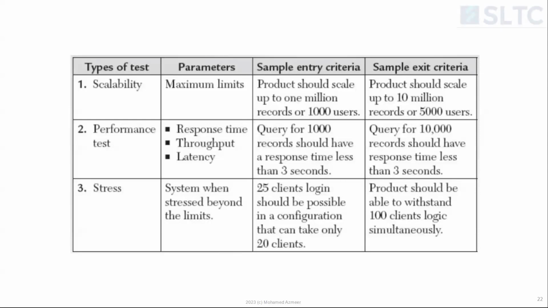Stress testing is where we are stressing the system, right? System when stretched beyond the limit. So we go beyond the limit. We call it spikes, right? Let's say your system is planned to run only 20 clients, but you are now testing with 25 clients. What can then happen, right? Your specification says only 20 can be run, but now you're testing with 25, okay?